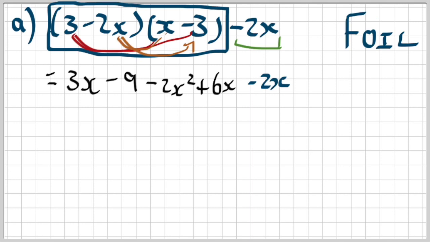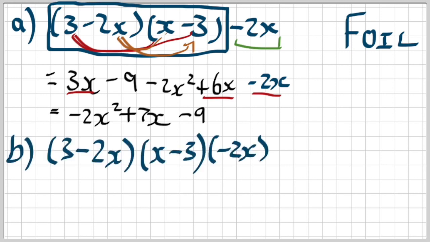Now what can I do, ladies and gentlemen? Now I can just add like terms. So the negative 2x squared doesn't have a mate, so I'm going to keep it like that. Then I've got 3x plus 6x, which is 9x. Subtract 2x, that gives me positive 7x. And last but not least, I've got the negative 9. Ta-da! There's my answer.